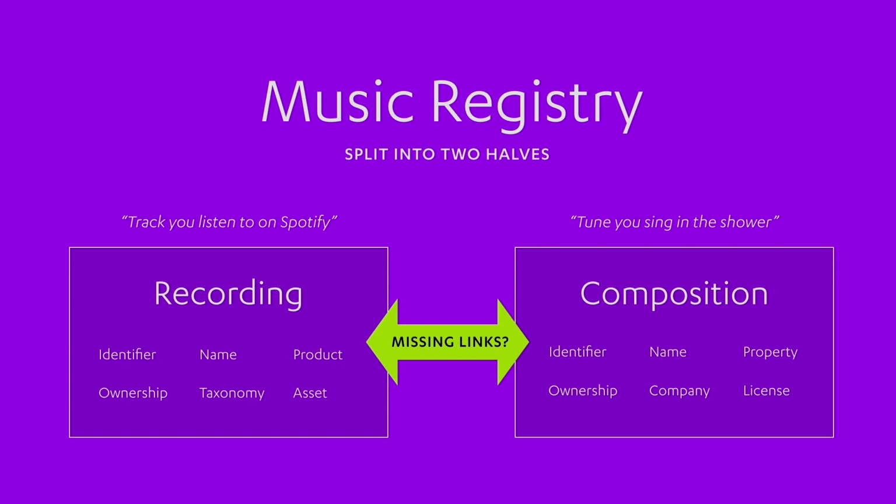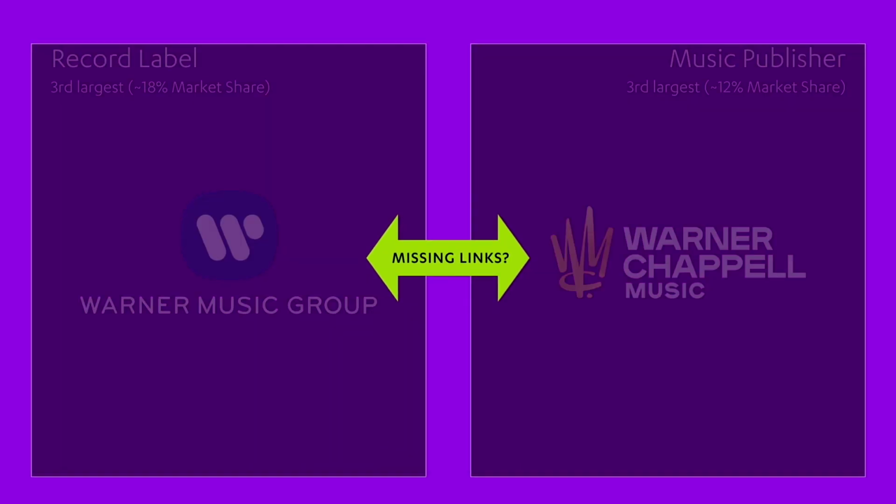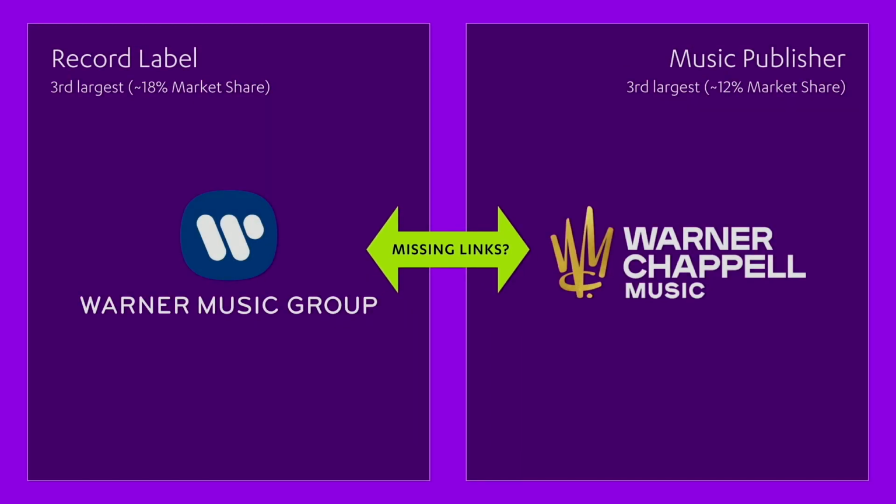This part is really what led us to a proof of concept exercise that we did towards the latter part of 2018 and the first quarter of 2019, working with a top 3 record label, Warner Music Group, and their affiliated music publisher, Warner Chappell Music. They're both about the 3rd largest in the area. They're considered the big 3 in each of the domains.